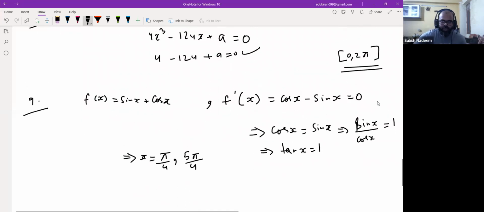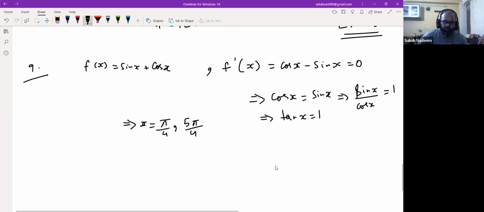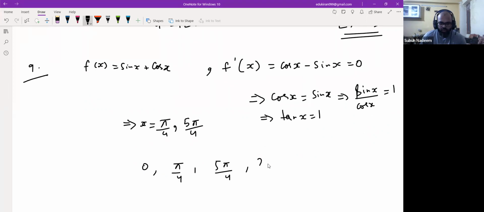And we also take the interval 0 and 2 pi. These are the endpoints. Because one full rotation will give you the answer. You don't have to do multiple rotations. So you have 4 points: 0, pi by 4, 5 pi by 4, and 2 pi. And here they are included. It is a closed interval. Pi by 4 and 5 pi by 4 are critical points.